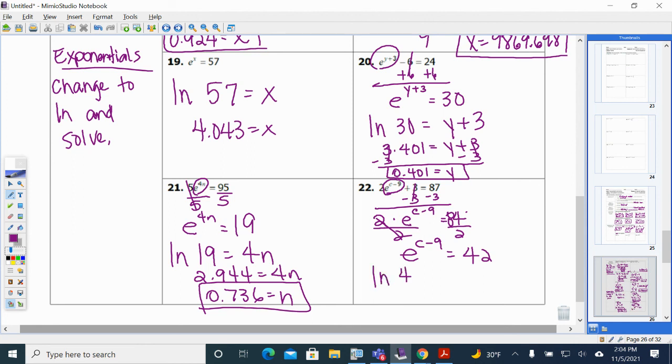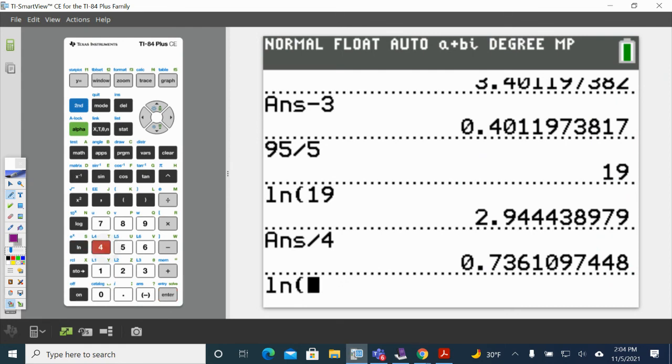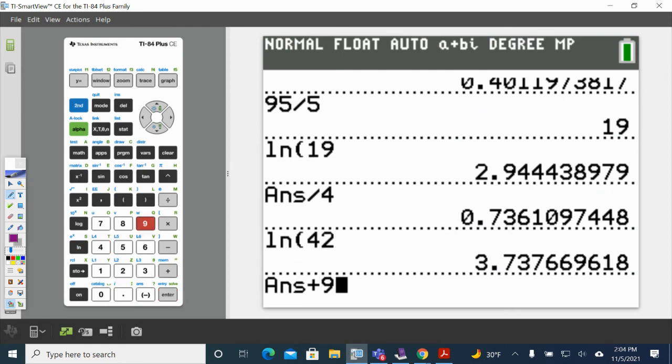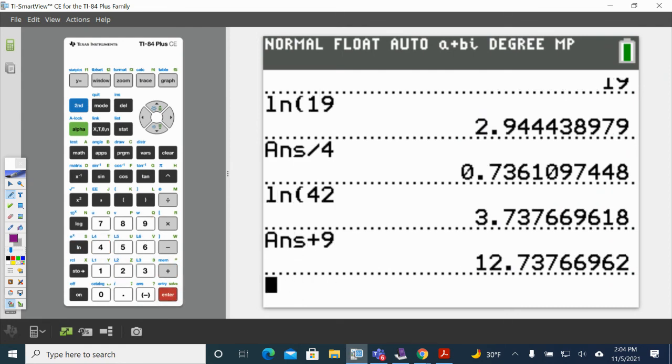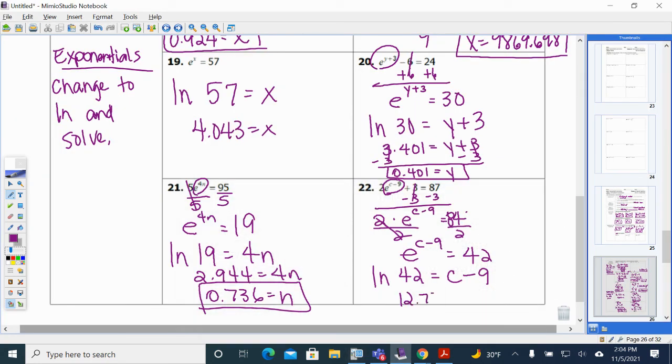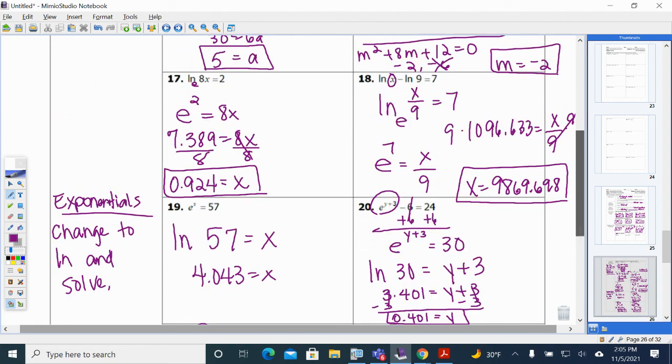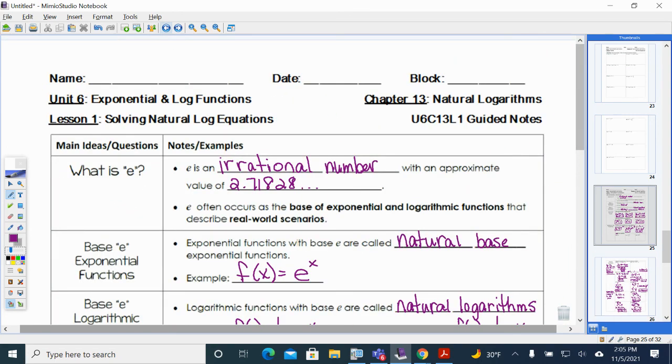Natural log of 42 equals c minus 9. So natural log of 42, and then you're going to end up adding 9. Natural log of 42, and then we need to add the 9. And I'm jumping all the way to the answer here, 12.738. I kind of skipped the whole 2-step there, but I'm trying to save some time here. Hopefully you understood that. Those are your notes for Chapter 13, Lesson 1.